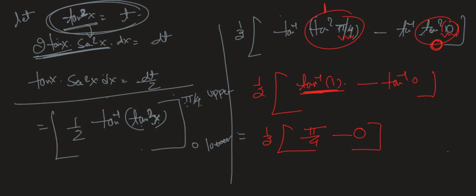Guys, to solve it, make sure your trigonometry is pretty good. Then only you will understand. Okay, otherwise you are wasting time here. Okay, so it will be pi by 8. 4 into 2, pi by 8. This is my answer. Okay, so you should have a good command on trigonometric formulas.